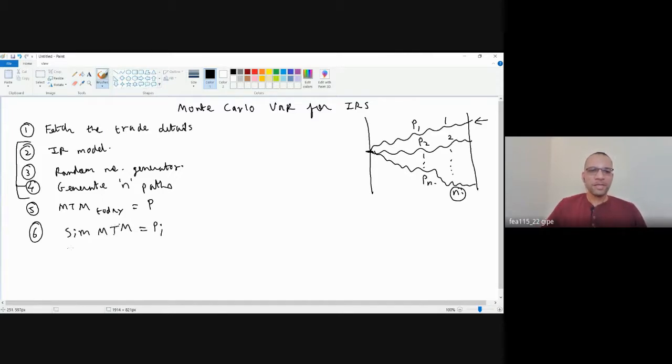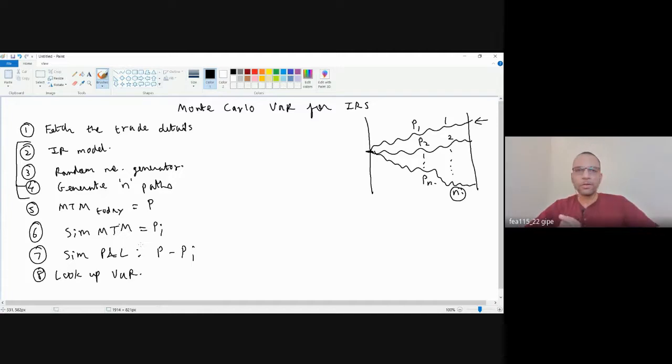So P and Pis. My simulated MTMs get done for each of the paths. And finally, I need to calculate my simulated P and L as well. That's nothing but the difference between P and the individual Pis. And finally, just look up the VAR. These steps look very, very easy. But actually, this is a comparatively complex activity and a very time consuming activity at the system level as well.